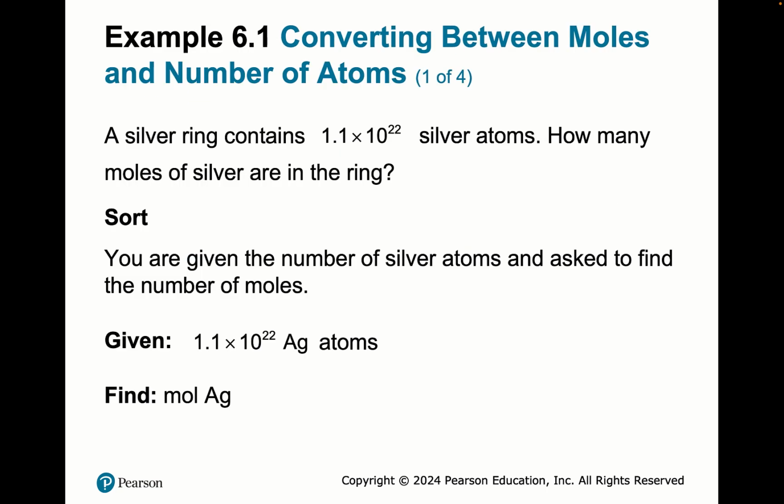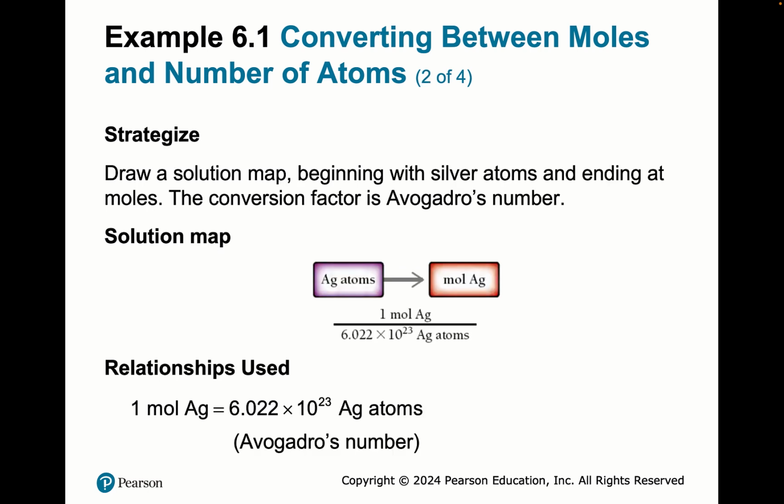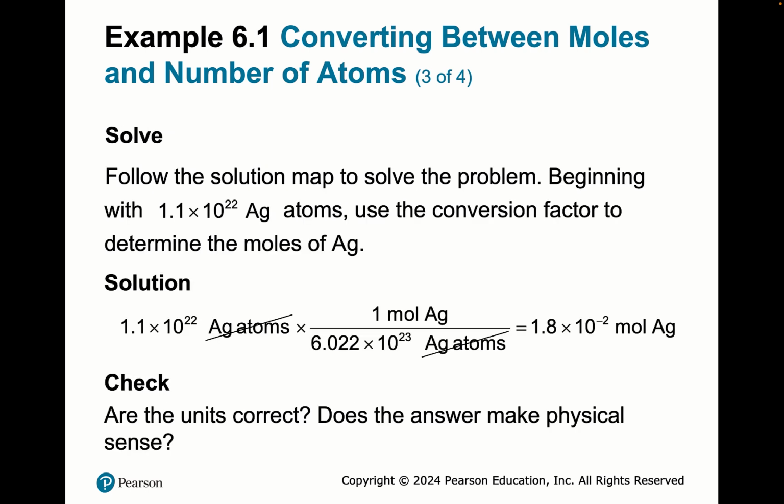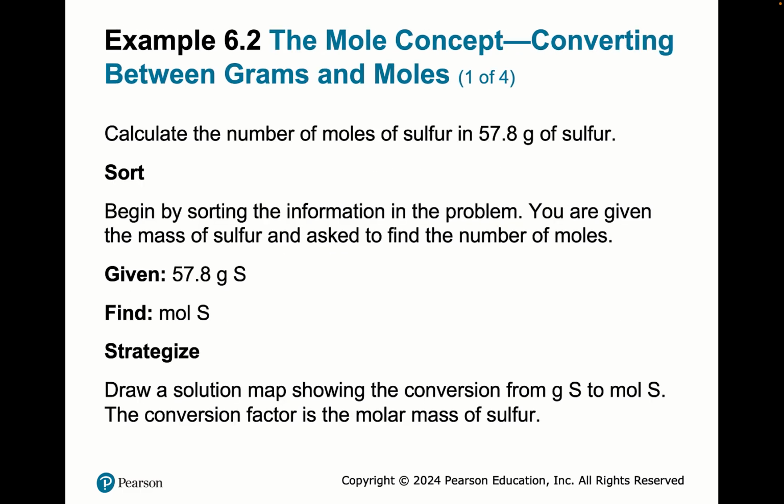A ring contains 1.1 times 10 to the 22nd silver atoms. How many moles of silver are in the ring? This one's a little easy because it's directly with Avogadro's number. We are given the number of atoms and want to convert to moles. To do that, we just divide by Avogadro's number and check that the units work out, and that you get the answer in the proper number of sig figs, the 2 sig figs. So this one is a straight shot.